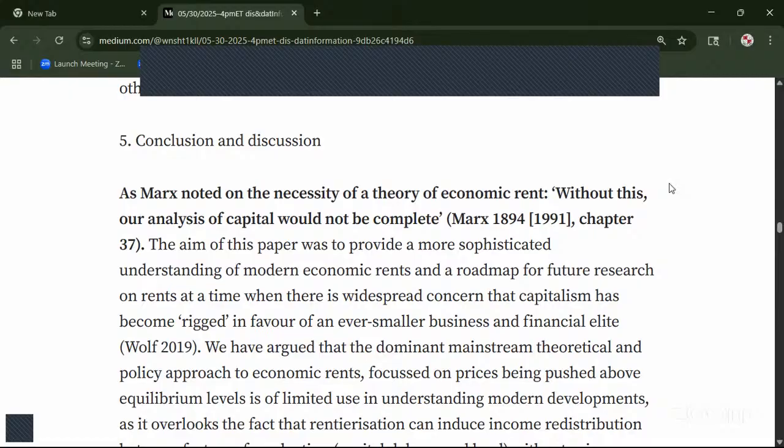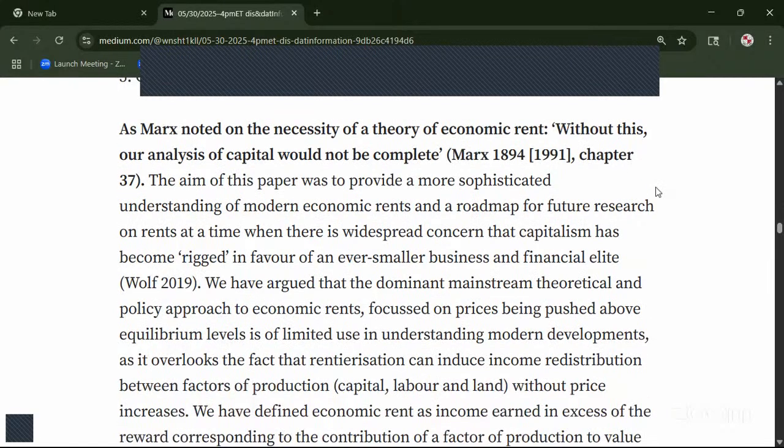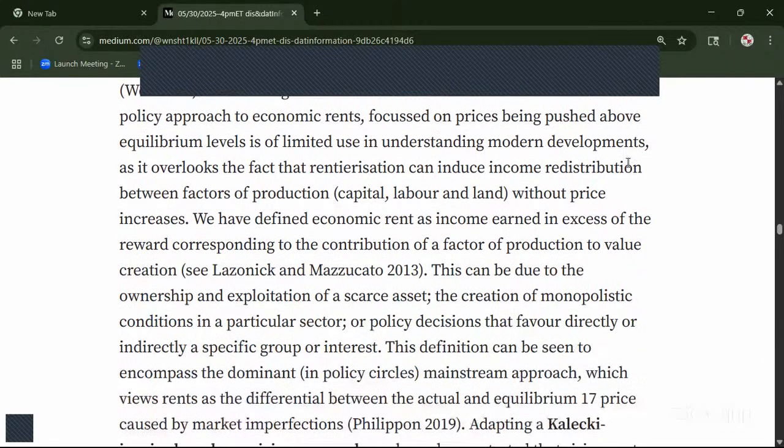Who'd have thunk? We have argued that the dominant mainstream theoretical and policy approach to economic rents focused on prices being pushed above equilibrium levels is of limited use in understanding modern developments, as it overlooks the fact that rentierization can induce income redistribution between factors of production, capital, labor, and land, without price increases. So the disconnection between value and price.